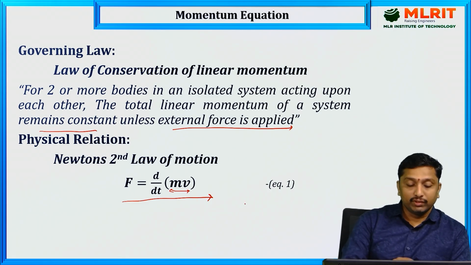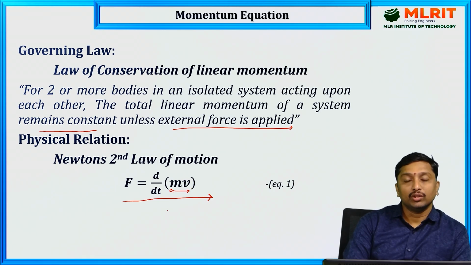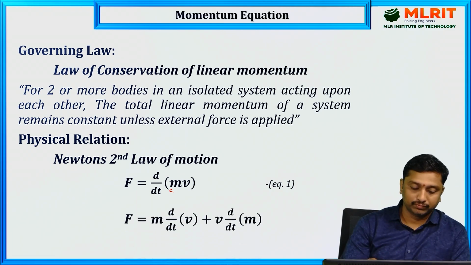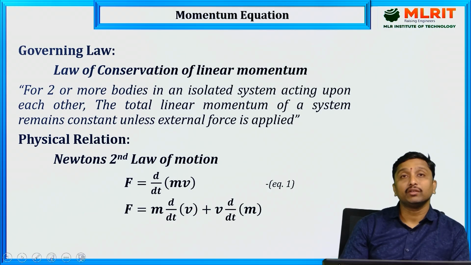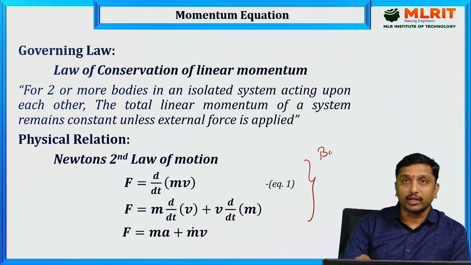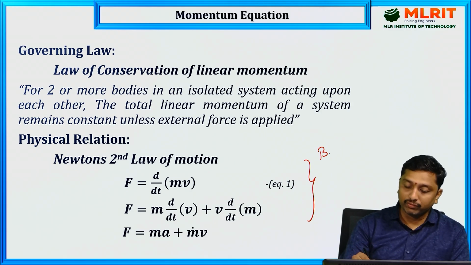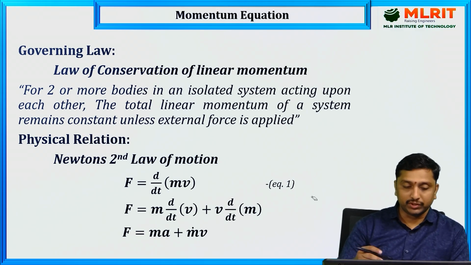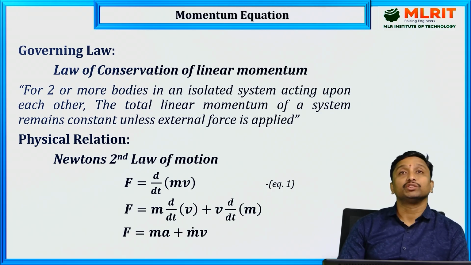So F equals d by dt, that is, time rate of change of momentum. This can be reduced into other forms such as F equals m dv by dt, or F equals ma, or m dot into v. There are various forms of this. Based on our requirement, we can use any of these equations for developing the momentum equation. So the governing law is the law of conservation of linear momentum, and the physical relation, or physical model, we are going to use to develop this equation is Newton's second law of motion.